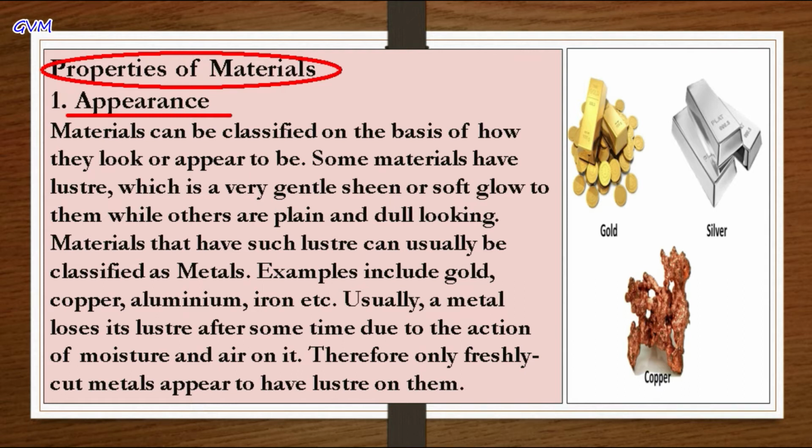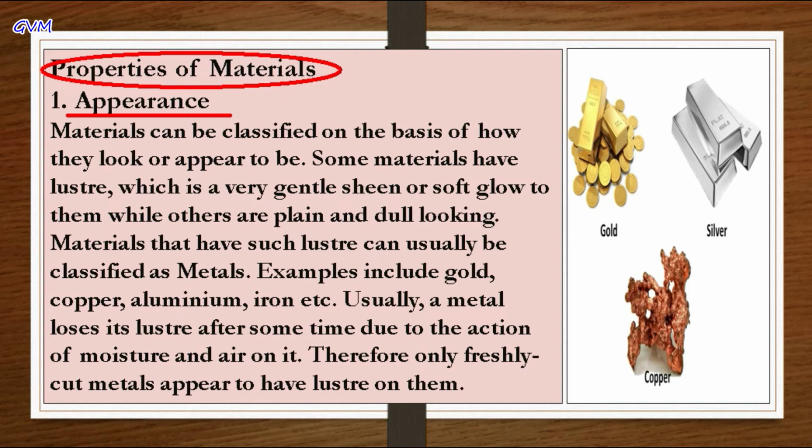First one is appearance. Students, basically materials can be classified on the basis of how they look or how they appear to be. As you all know, every material usually looks different from each other, as wood looks very different from iron, and in the same way iron gives shine and sound, and it conducts heat and electricity as well, whereas wood hasn't this type of properties.